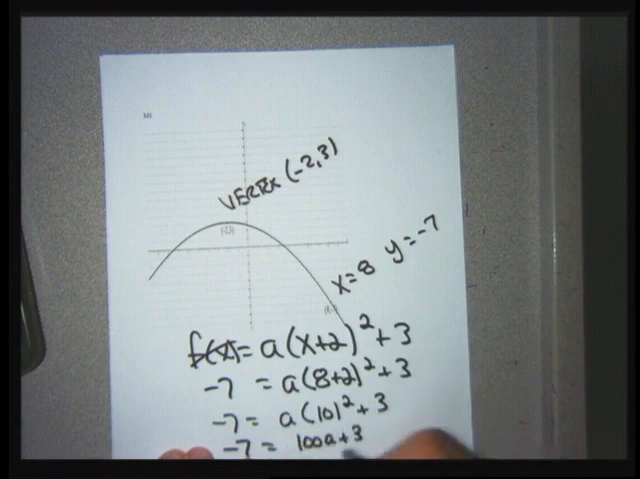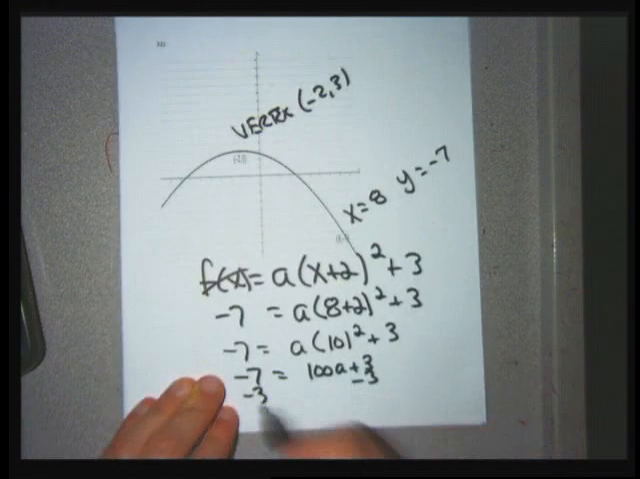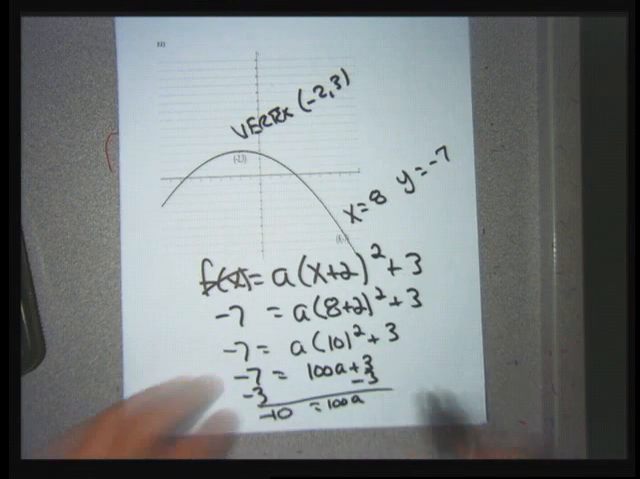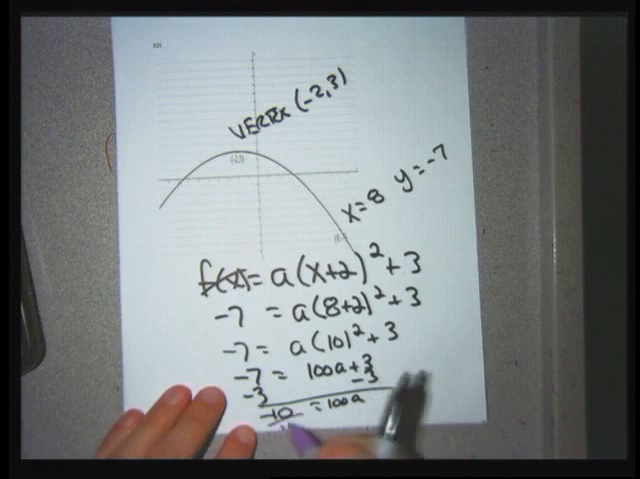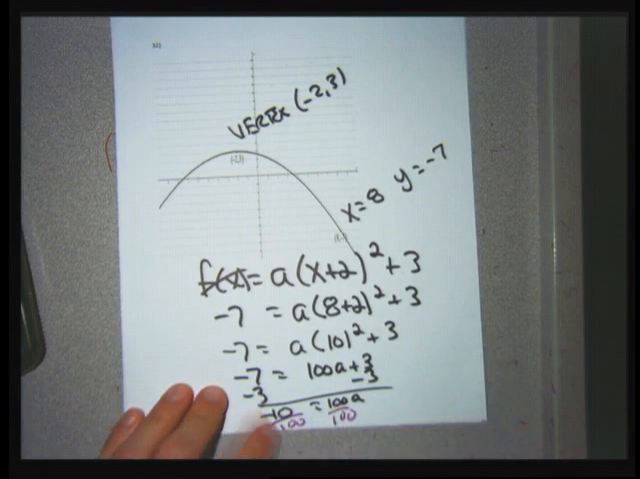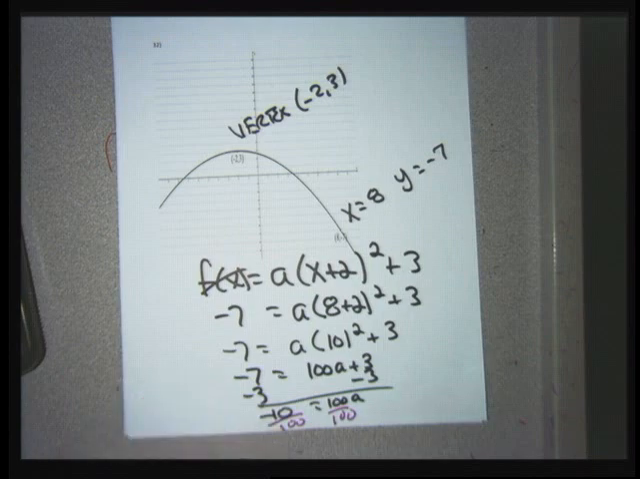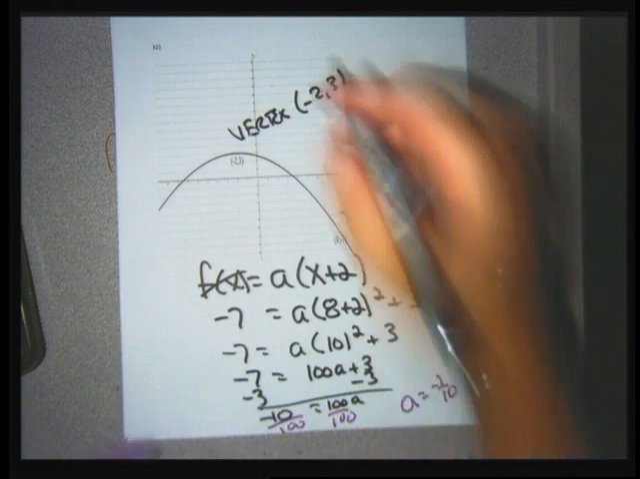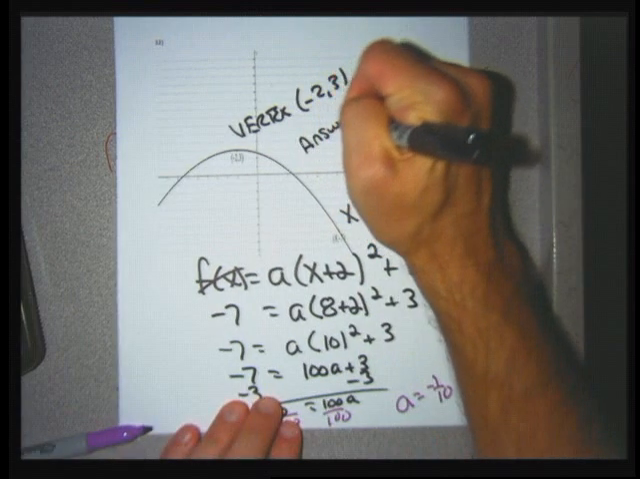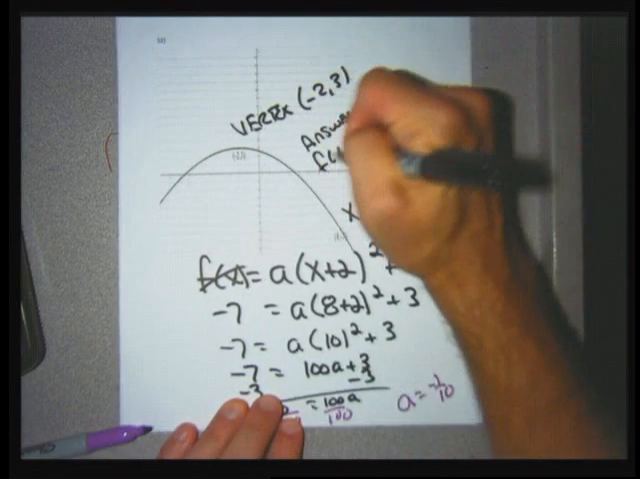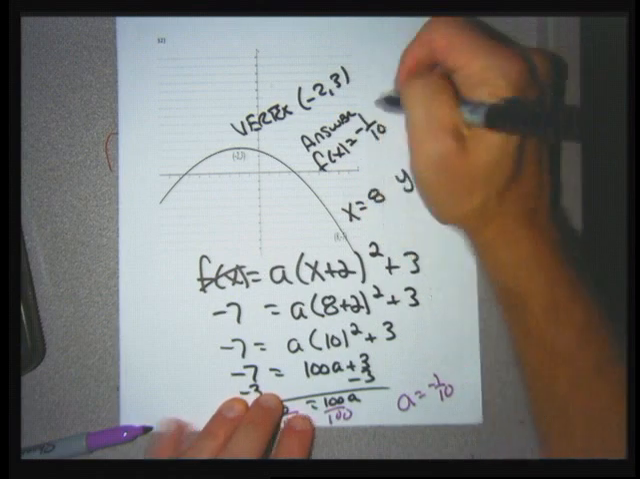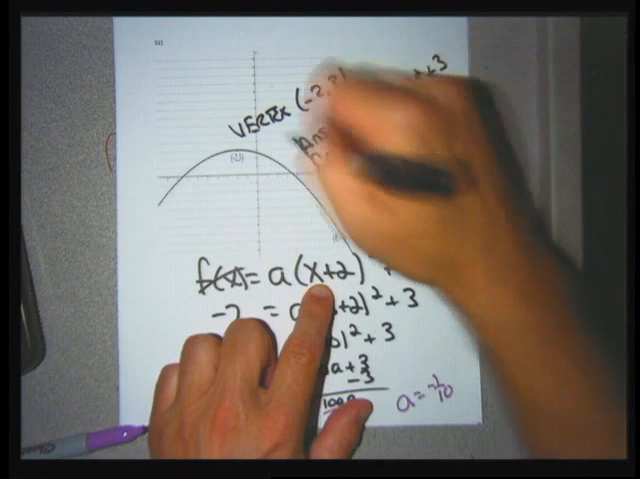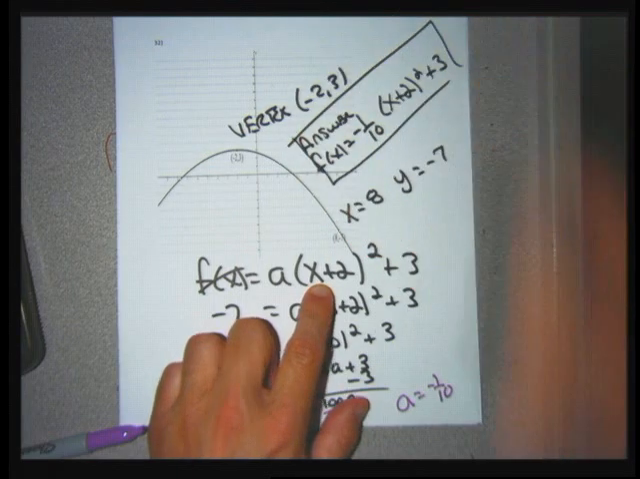I'm going to minus 3 from both sides. And when I do that, I get -10 equals 100a. Divide both sides by 100. I get -1/10 because that reduces to -1/10, so I get a equals -1/10. I claim my answer, the equation for this parabola, is f of x equals -1/10 times x plus 2 squared plus 3.